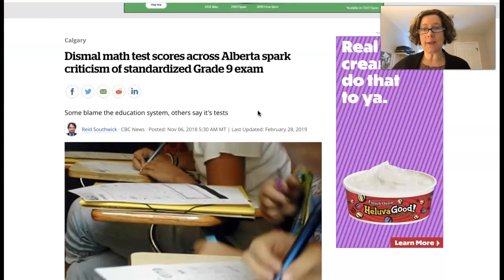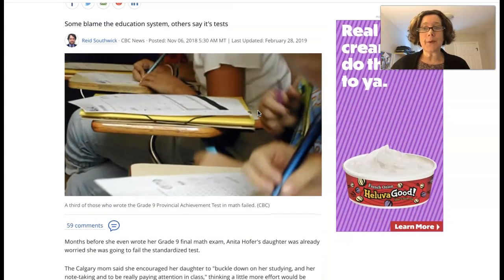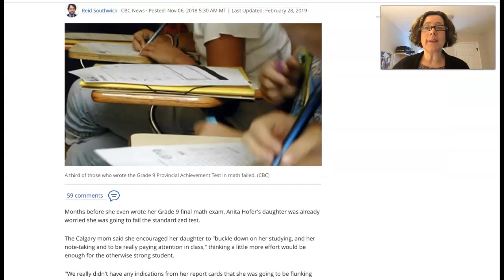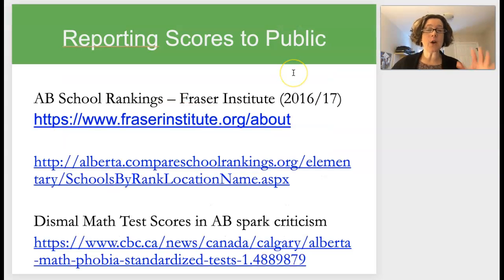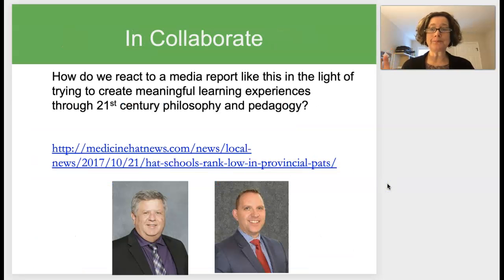Okay, so then that leads to this kind of press. Dismal math test scores across Alberta spark criticism of standardized grade 9 exam. Some blame the education system, others say it's the test. So then you start to get into all of this controversy when things are not explained properly, when the public doesn't realize that this is a snapshot, that this is a standardized test, and that these numbers have some validity, but you need a lot more information. Okay, so that is reporting scores to the public.